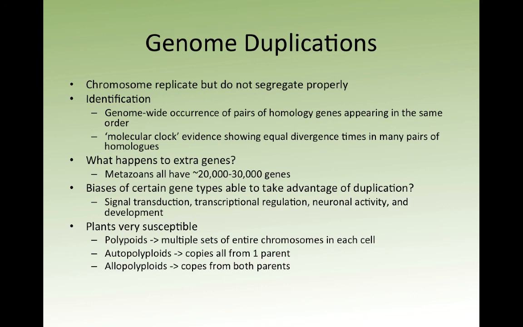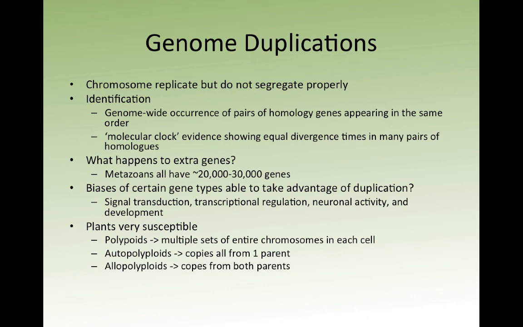The other way that you need to identify these is that you need to use some sort of molecular clock evidence to show that there's equal divergence times in the many pairs of homologs. So if these genes diverged at approximately the same time, they duplicated at the same time, that means that they should have approximately the same amount of evolutionary distance from each other. There could be a little bit of give here and there, but basically we think they're evolving at about the same rate. That's important because we could just have a pattern where there have been a few genes that have been copied multiple times in a genome.